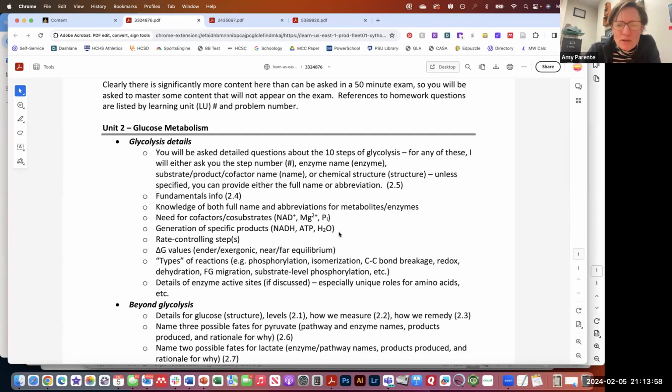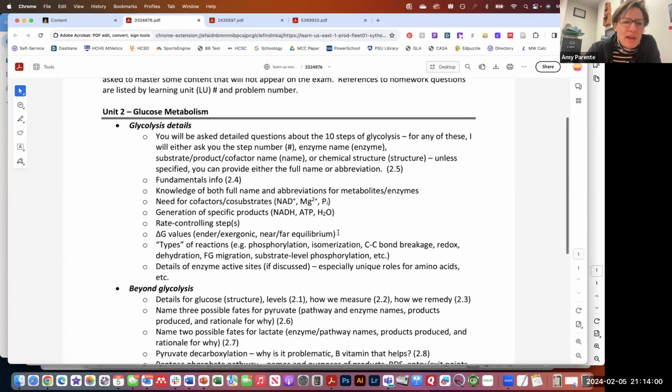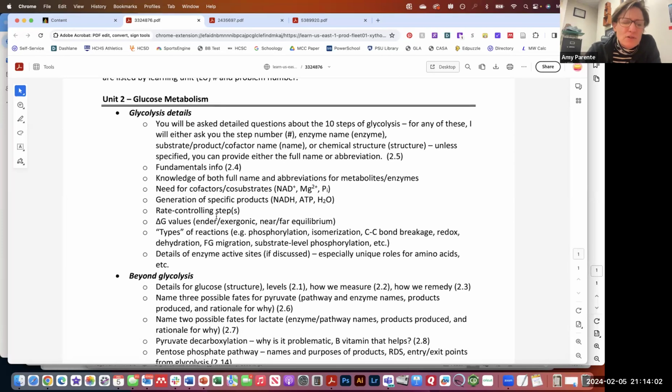Again, being able to think about where we generate certain products. Obviously, the rate controlling step for glycolysis, the only pathway that we're talking about right here, is PFK. Know where we have large negative delta G values: hexokinase, phosphofructokinase, and pyruvate kinase, first, third, and 10th steps. Everything else is near equilibrium, which means our delta G values are close to 0.